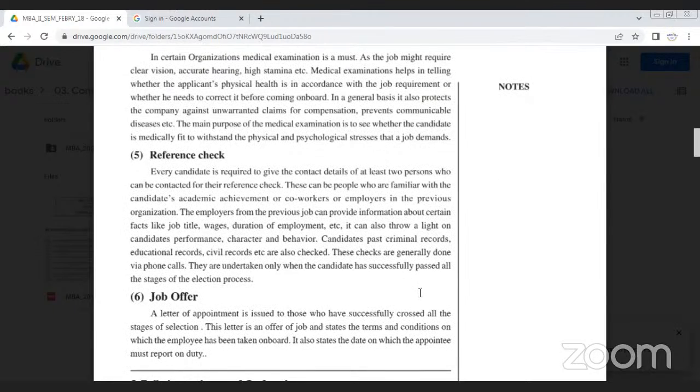Next, reference check. Every candidate is required to give the contact details of at least two persons who can be contacted for their reference check. These can be people who are familiar with the candidate's academic achievements, or co-workers or employers in previous organizations.